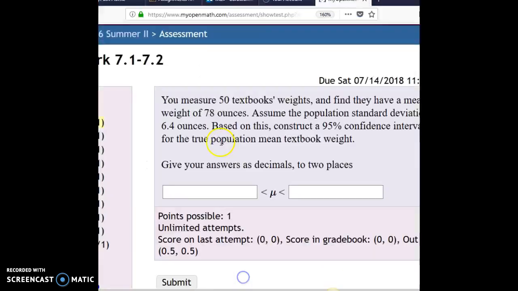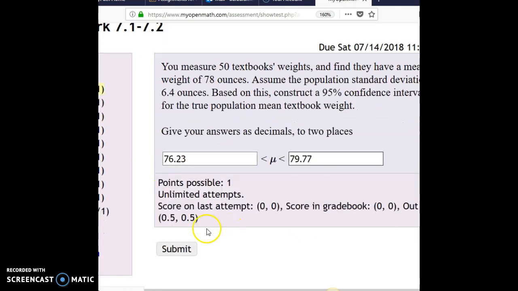So let me go back, and we'll do 76.23 and 79.77 and submit. And I don't know what's going on. It's just not doing anything. Oh, there it goes.